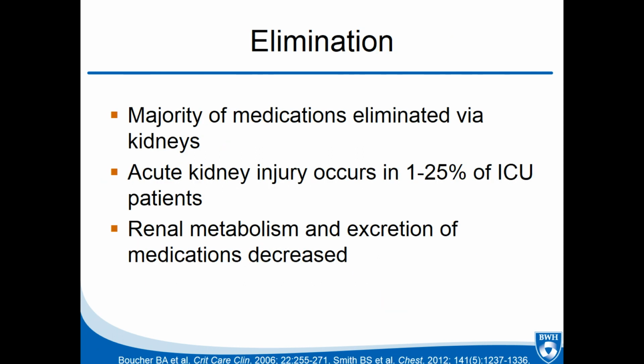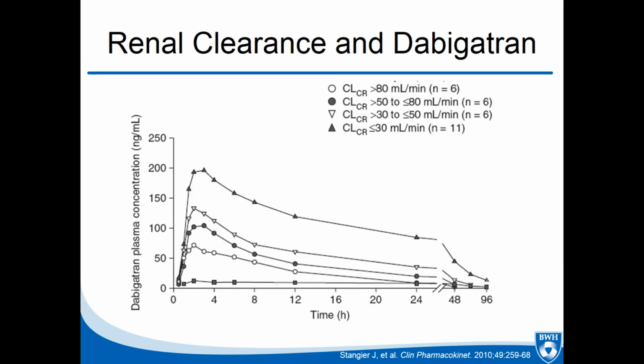Most drugs are eliminated via the kidney. Acute kidney injury, like I was just saying, is extremely common. Depending on what you read, up to 25%. Some could argue it's higher. The metabolism and excretion of medications will often be decreased in critical illness, or just decreased renal function in general.